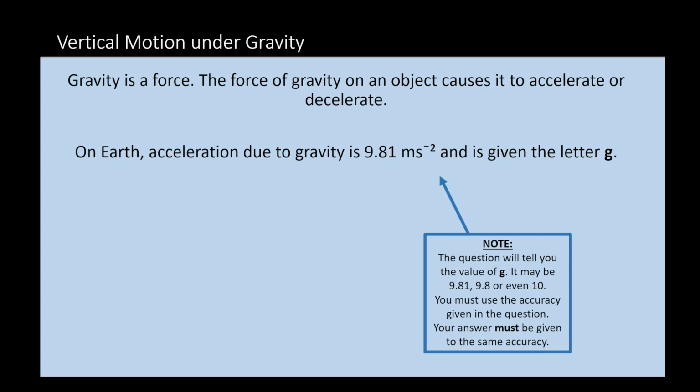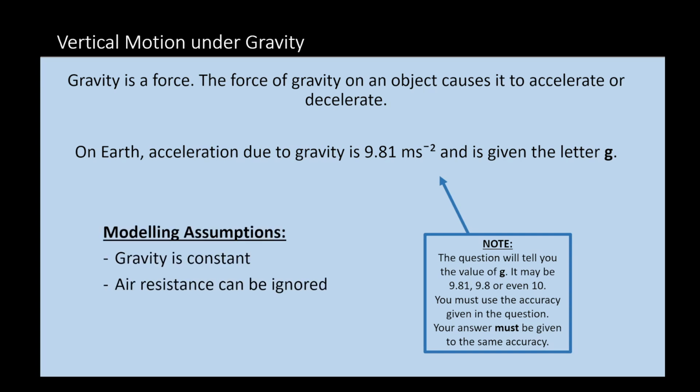So if gravity is given as 9.81, then you want to give your final answers to 2 decimal places. If it's given as 9.8, then you give your answer to 1 decimal place. And it's really important that your answer is given to the same accuracy, because that is what the mark schemes will be expecting.